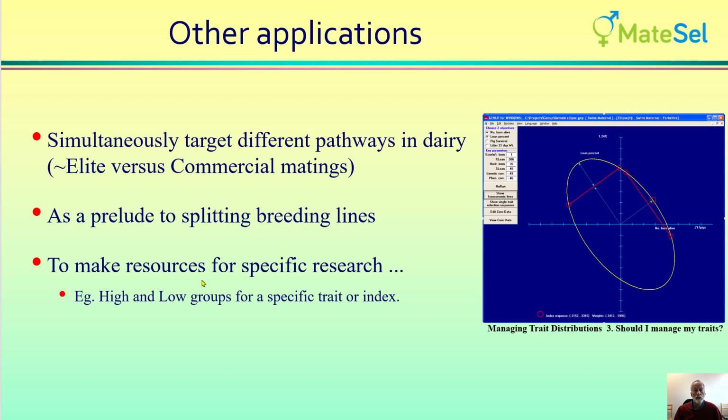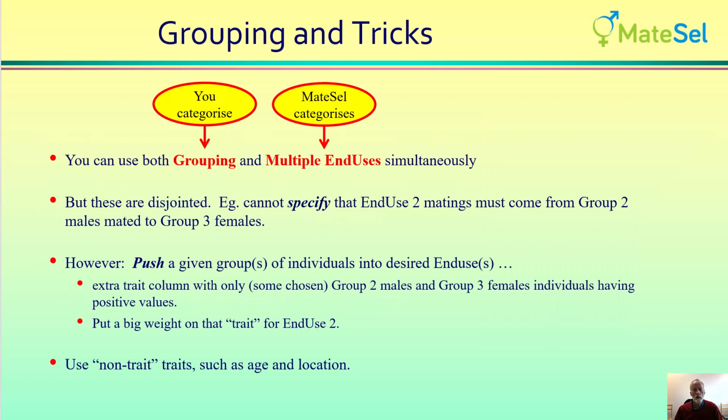Another application is to make resources for specific research, such as generating high and low selection groups, or maybe you want to do a particular test as to how well certain animals or certain categories of EBV perform in certain aspects of your operation. And lastly, we'll look at grouping and tricks.